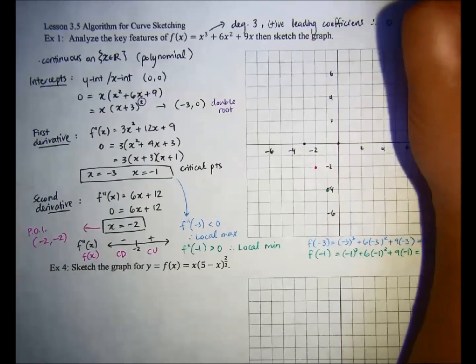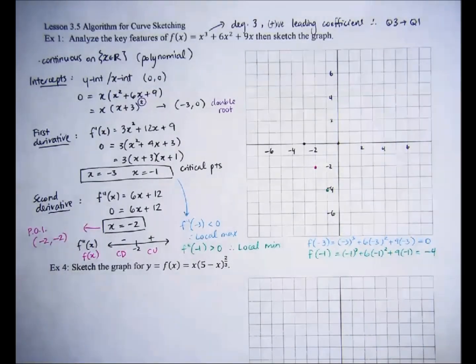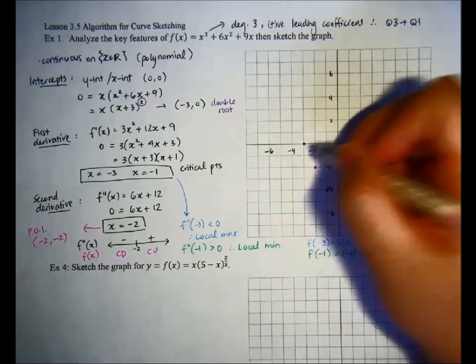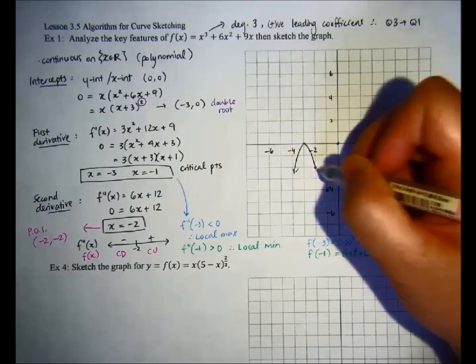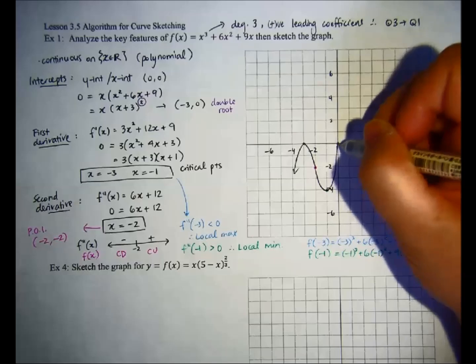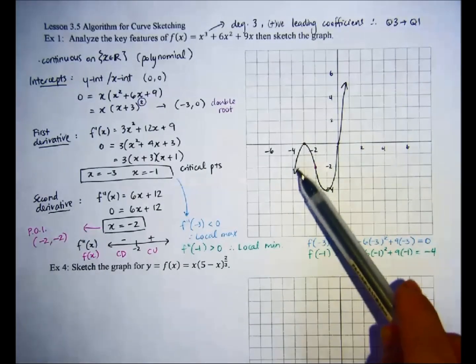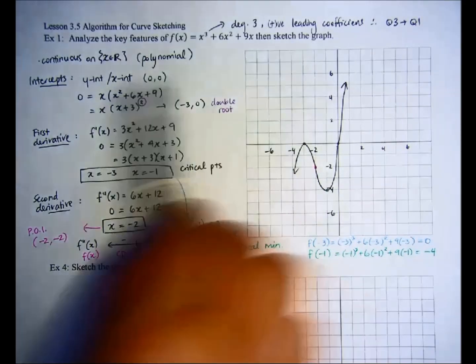So the end behavior should go from quadrant 3 to quadrant 1. Okay? So your sketch is going to look something along the lines of, like so. If you would like to make your sketch a little bit more accurate, you can add in another point here or another point here, but it's not necessary if you've shown all of this work.